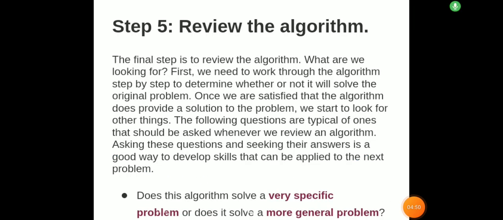Number 5 is review the algorithm. The final step is to review the algorithm. What are we looking for? First, we need to work through the algorithm step by step to determine whether or not it will solve the original problem.